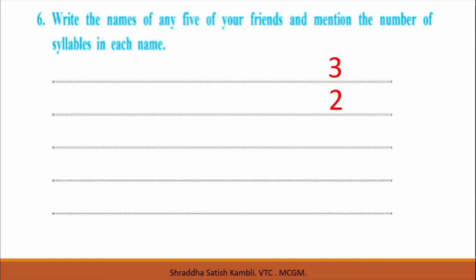You're supposed to write the names of your friends and mention the number of syllables. Let me write the first name of one of my friends, and that is Anita. Anita has got 3 syllables. If you count, it has got 3 vowels as well. Let us find out how it is done. I can write Anita like this: A, ni, ta. So there are 3 syllables, isn't it?